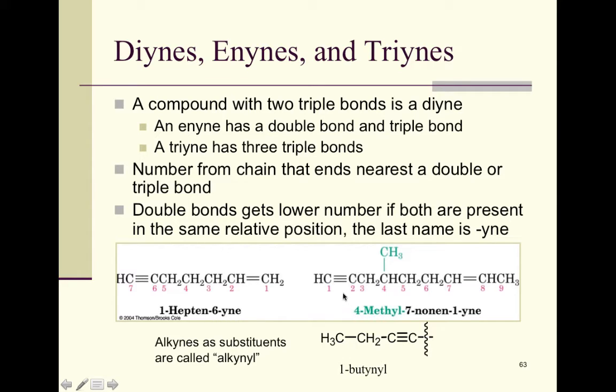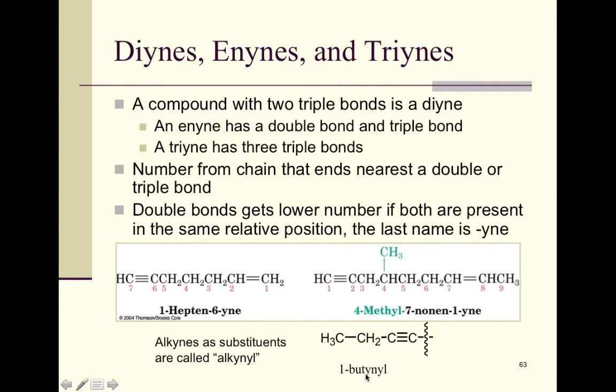On my second example here, notice my triple bond starts on 1, and on this side my double bond doesn't start till 2. So this is not a situation where they're both in the same relative position. In this case, the triple bond gets to be number 1 because it's physically closer. That is not the same as the one previous. So we have number 1 here with our triple bond, 4-methyl-7-nonen-1-yne. Alkynes, when they're substituents, so when they don't have priority, this doesn't happen a lot, guys, but if it does happen, the ending becomes, ready for this?